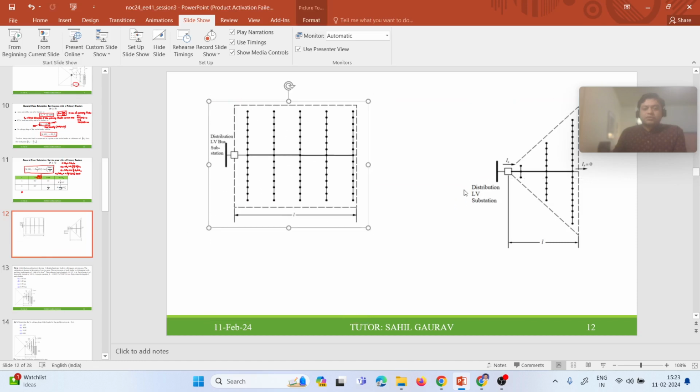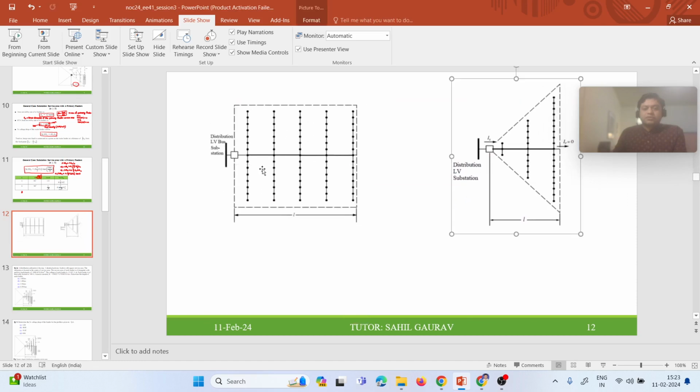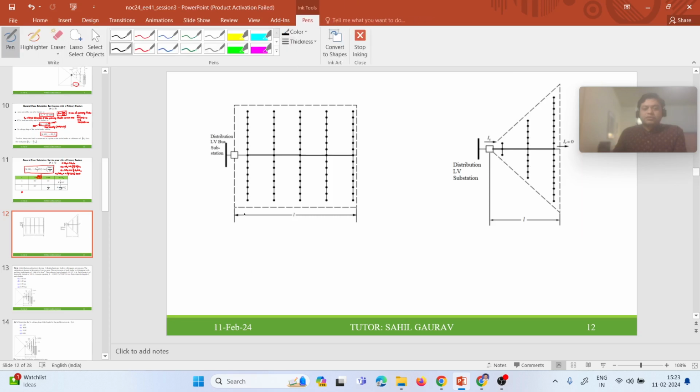So if you're finding the percentage voltage drop in these two cases, in this case it is uniformly distributed load and in this non-uniformly distributed load with triangular service area. So in this case effective length will be L divided by 2, and in this case effective length will be 2L divided by 3. That is the simple case. You can see the derivation of this also.